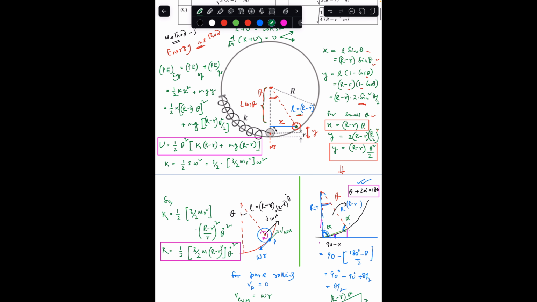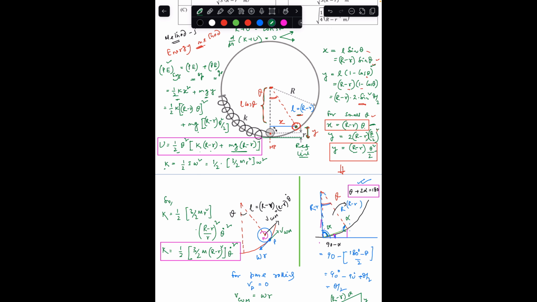When we got x and y, what is the potential energy of the system? Potential energy of the system has two parts: potential energy of the spring and potential energy due to gravitation. Spring, half k x square plus mg into y, because of the height moved, we are taking this line as the reference line, the bottommost point. So half k, how much is x we got? We are substituting x value from here, (R minus r) into theta. Y value is how much? (R minus r) theta square by 2, substitution. So I have taken half theta square common: k into (R minus r) plus mg into (R minus r).